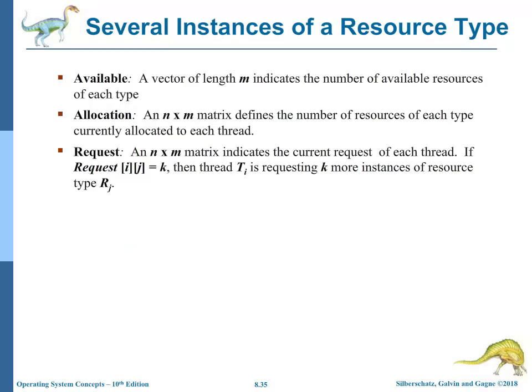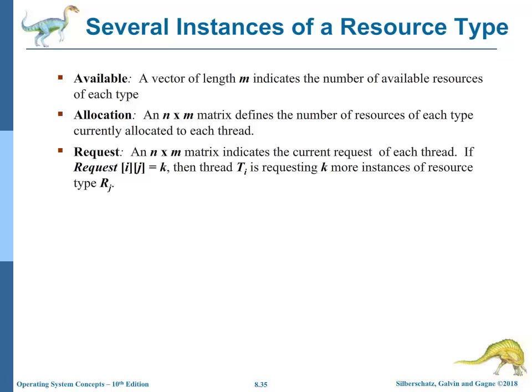The previous scheme, that is, a wait-for graph, is not applicable to a resource allocation system having multiple instances of each resource type. Now we will move towards a deadlock detection algorithm that is applicable for such systems. The algorithm mainly uses several time-varying data structures that are similar to those used in the banker's algorithm, and these are: first is Available. It is an array of length m. It represents the number of available resources of each type.